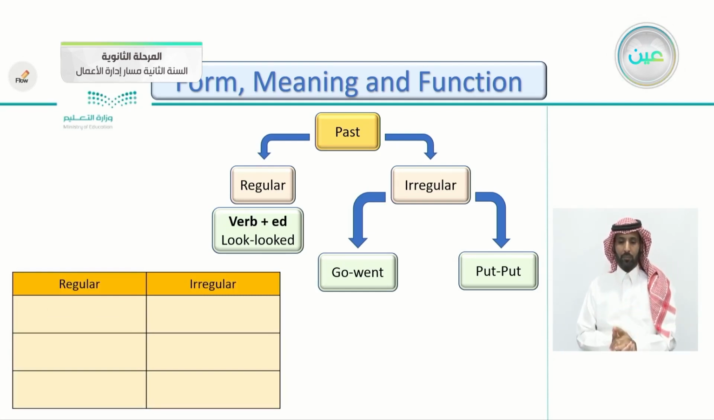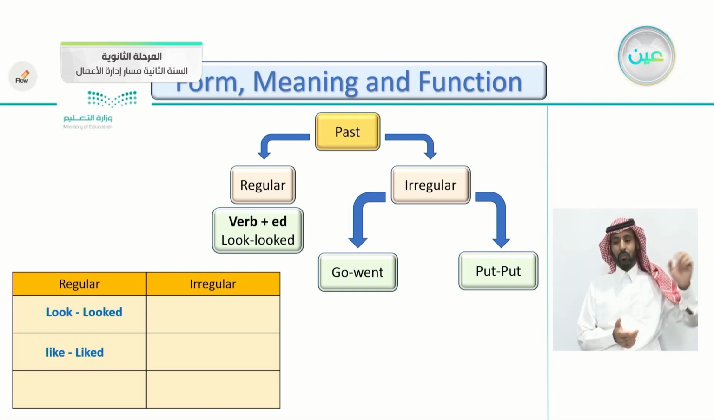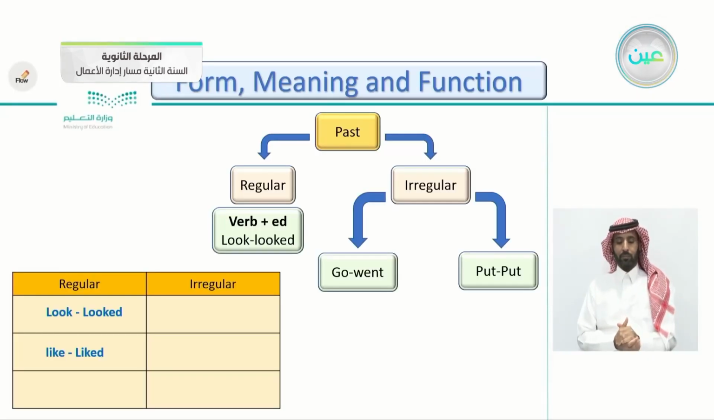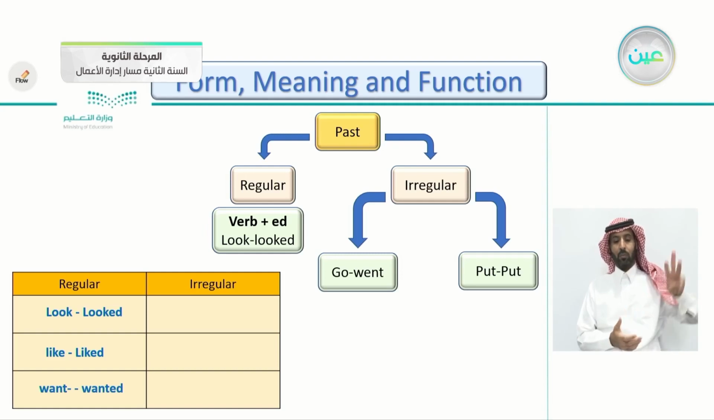I will give you some examples here. As it's read here: look and looked, like, liked. And you notice here, if the verb is ending with the letter E, we don't add another E, just add the D. For example, here the verb like, we added just the letter D. And want, wanted.